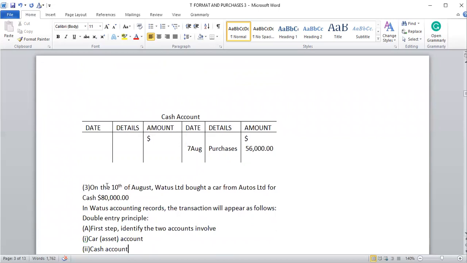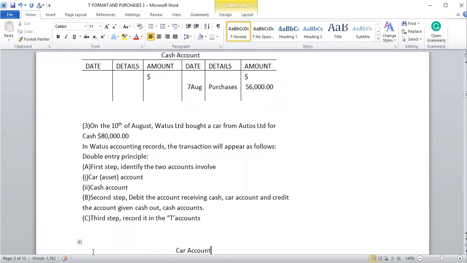So example 3: on the 10th August, Watos bought a car from Autos Limited for cash, $80,000. In Watos accounting records, the transaction will appear as follows. Use the double entry principle to answer it. A, the first step is that you identify the 2 accounts involved, and they are I, the car account, which is an asset, and II, the cash account. Then the second step, debit the account receiving cash, that is the car account, and credit the account giving out cash, that is the cash account.